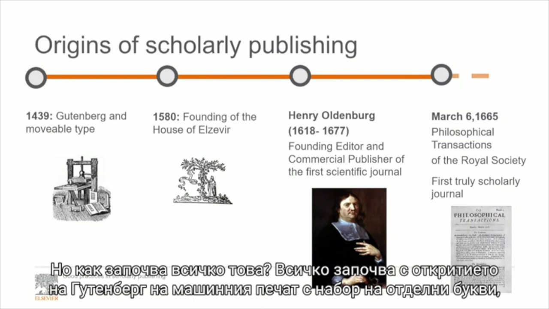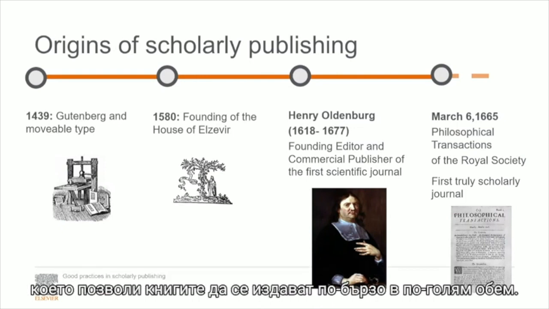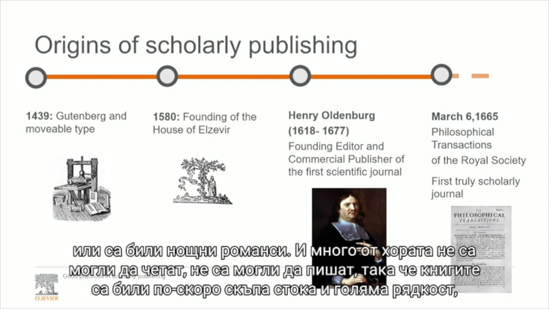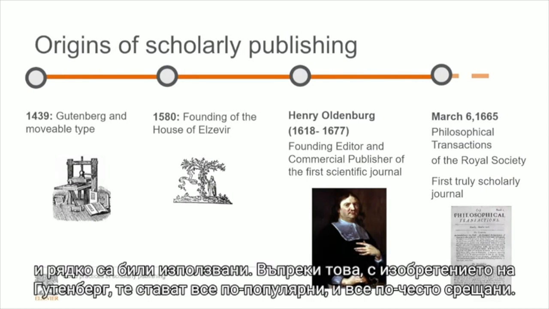It all began basically with Gutenberg's invention of a movable type, which allowed books to be produced quicker and in larger volumes. It still doesn't mean that books were popular. Mostly, before or around Gutenberg's invention, most of the books were either of religious nature, or they were knight romances. And not many people could read, not many people could write, so they were a rather expensive commodity, and they were quite rarely met and rarely used.